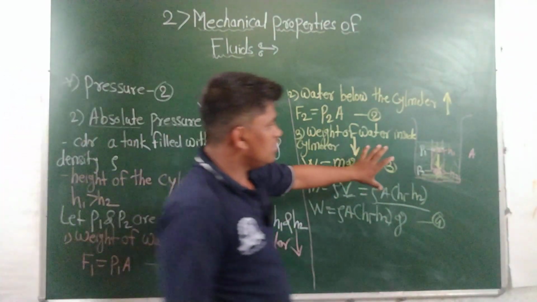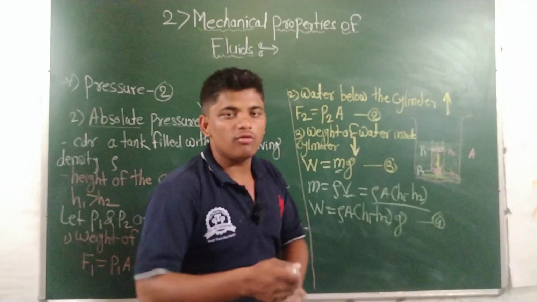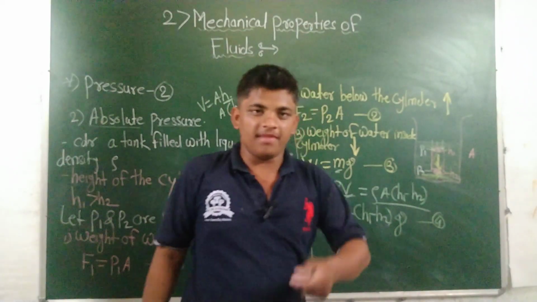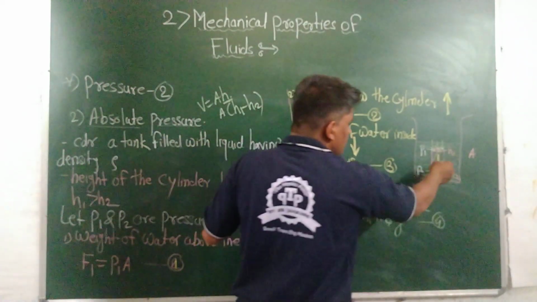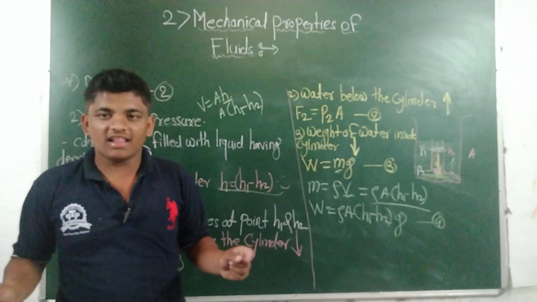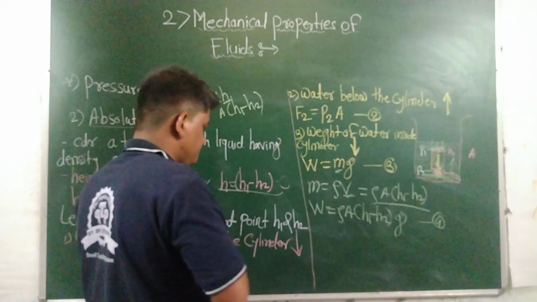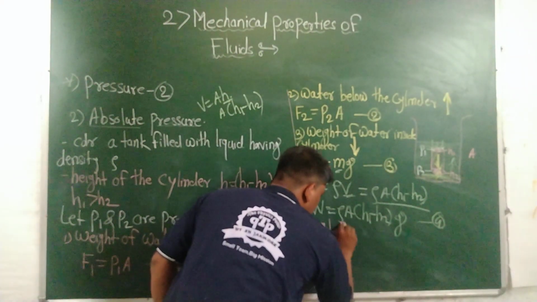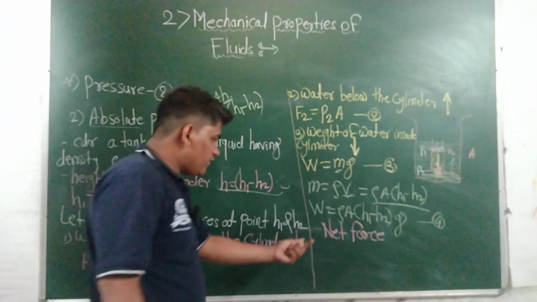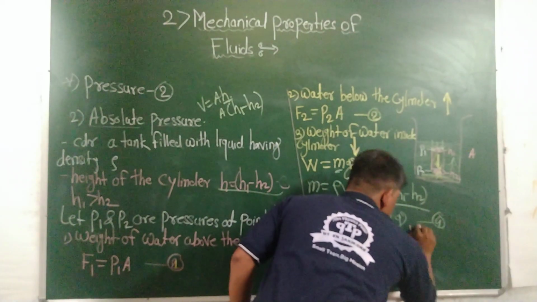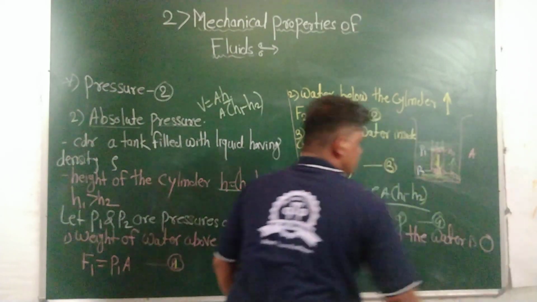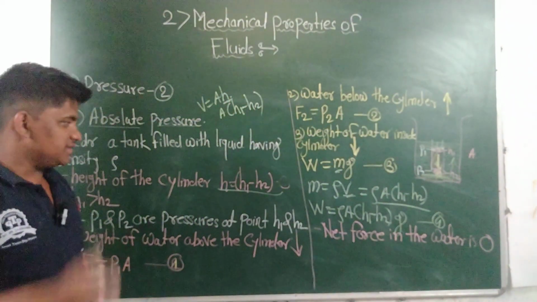Then this liquid is not in motion; it is in equilibrium. The water is in the state of equilibrium, so the net force, meaning each force cancels the other, is 0. The net force of the water, or also pressure, but the net force in the water must be 0.